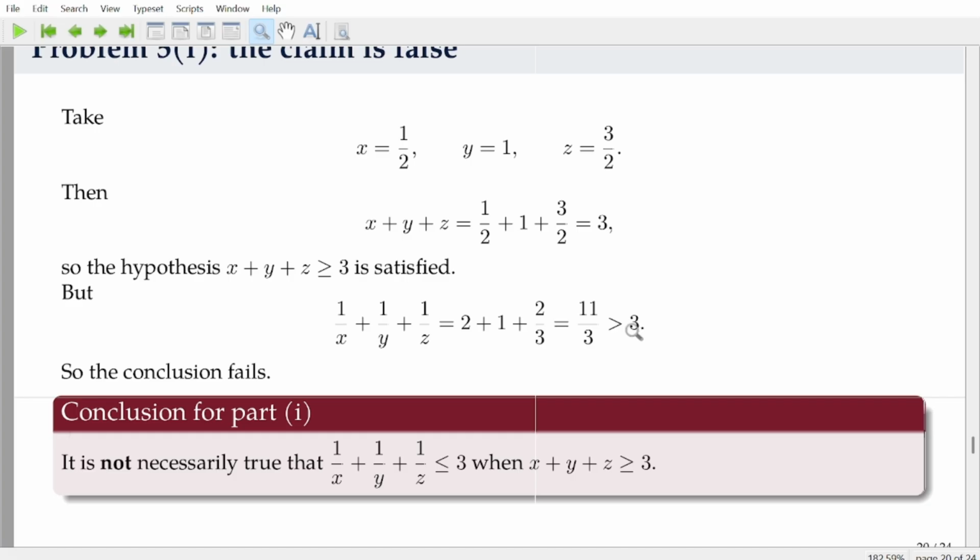Okay, so the conclusion is just completely false. And so therefore we definitely do not have that 1 over x plus 1 over y plus 1 over z is less than or equal to 3, when x plus y plus z is greater than or equal to 3. And that's that. That's all you really need to do.